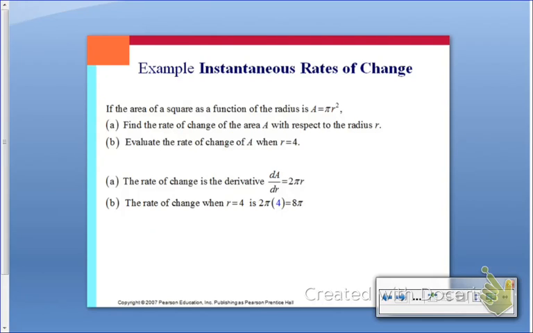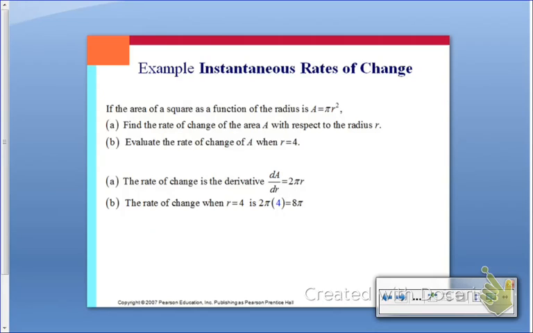Find the rate of change of the area with respect to the radius. Evaluate the rate of change. Anytime we're talking now about rate of change, we think about derivative. So we have the derivative of the pi r squared area is 2 pi r. This is one that's very unique in that the derivative is the circumference. It's the formula for circumference. So the rate of change when r equals 4, all we do is plug in the number.